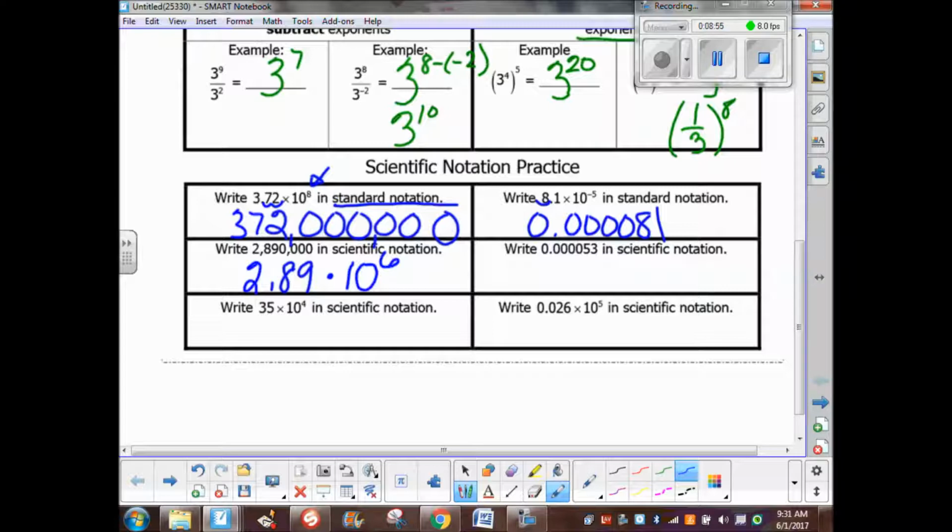Okay? Next one, somebody else. Is this number a really big number or a really small number? It's a really small number. Okay. So if it's a really small number, is my exponent going to be positive or is it going to be negative? It's going to be negative, so I'm doing a little forward thinking here.